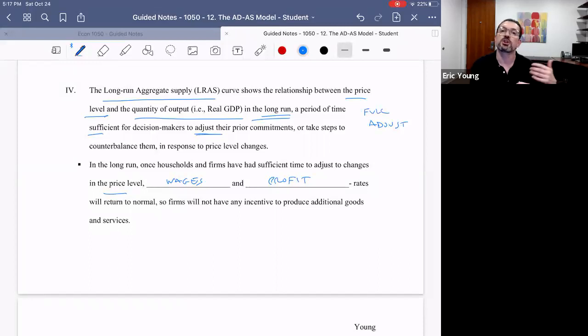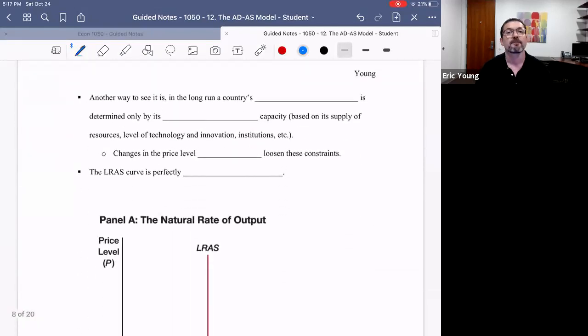In the long run, there'll be adjustments, including workers saying to bosses, hey, there's inflation, we need raises. The bosses will have to pay their workers more money and things will revert back to normal. That's the long run adjustment. And basically in the long run, after we have this adjustment, wages and profit rates will return to normal, so firms will no longer have any incentive to produce anything extra. There's another way to see it. Here's the other way to see it.